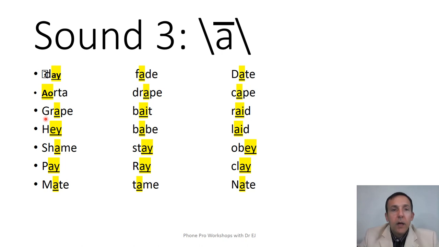Examples: day, aorta, grape, hay, shame, pay, mate, fade, drape, bait, babe, stay, ray, tame, date, cape, raid, laid, obey, clay, nate.